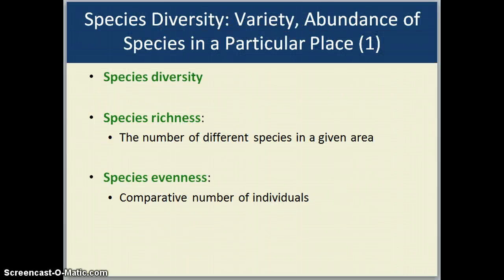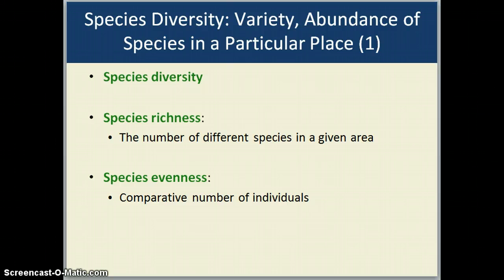Species diversity. The variety, the abundance of a species in a particular place. When we say species diversity, that just means regular biodiversity, the number of different types of species in an area. Species richness describes the number of different species in an area. For example, the tropical rainforest is very species rich. There's a lot of different types of species, whereas the desert is not as rich because there are fewer different types of species.